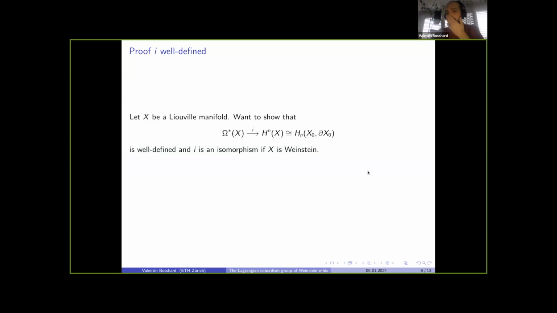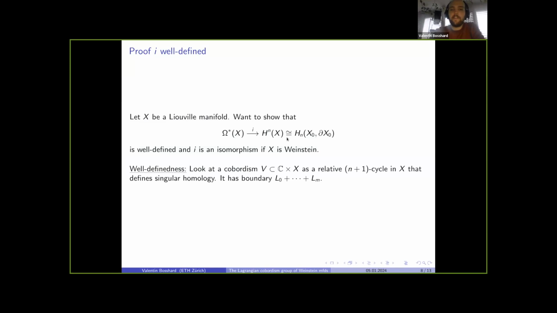Okay, this was it about the motivation. Now some more minutes about some arguments why this is true. Again, let's repeat what we need to show. We want to show, this is our main focus, that this map exists and it's an isomorphism if X is Weinstein. Well-definedness is actually quite quick.